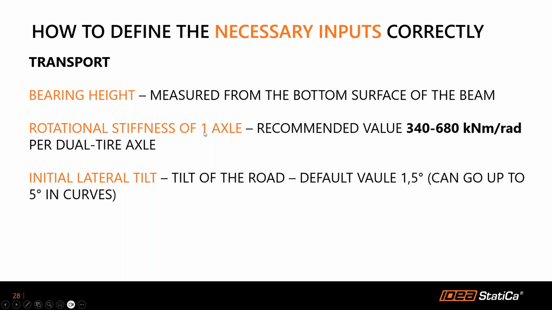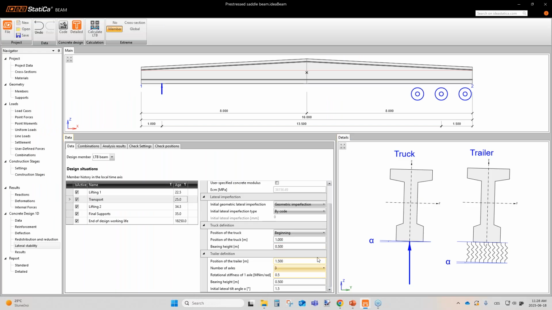Rotational stiffness of one axle, the recommended value here lies somewhere between 340 and 680 kilonewton meter per radian per dual tire axle. And there's also a need to input initial lateral tilt, which is the tilt of the road. The default value is 1.5 degrees, but it can go up to 5 degrees in curves. So keep that in mind to define it properly. Okay, so transport situation is defined.